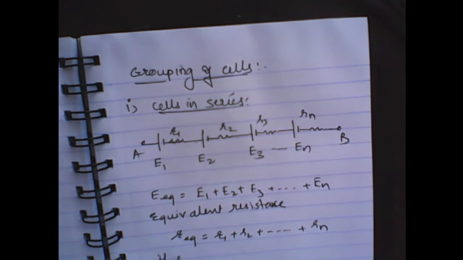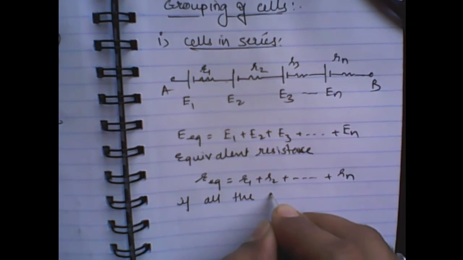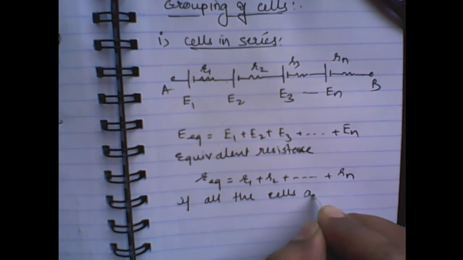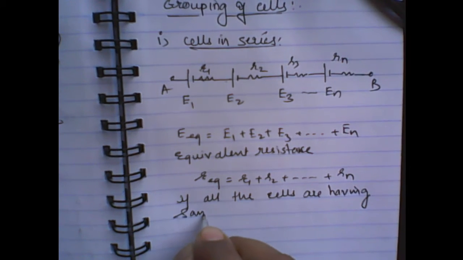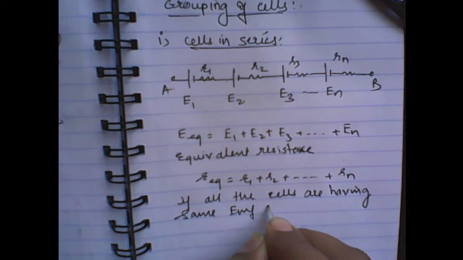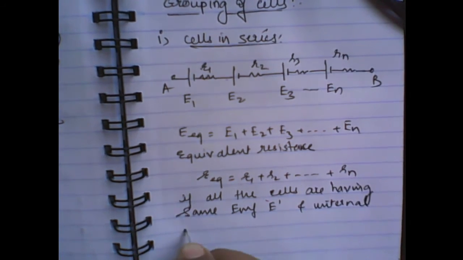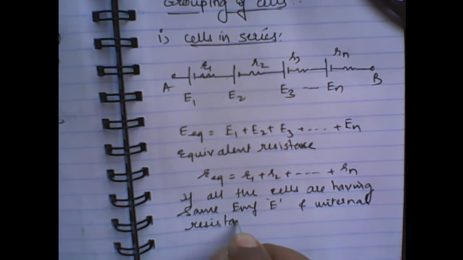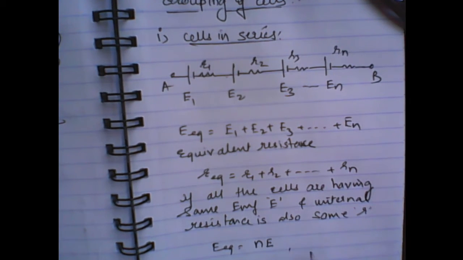If all the cells have the same EMF, let it be say E, and the internal resistance is also the same, that is small r, then E equivalent will be equal to n times E, and small r equivalent equals n times r.